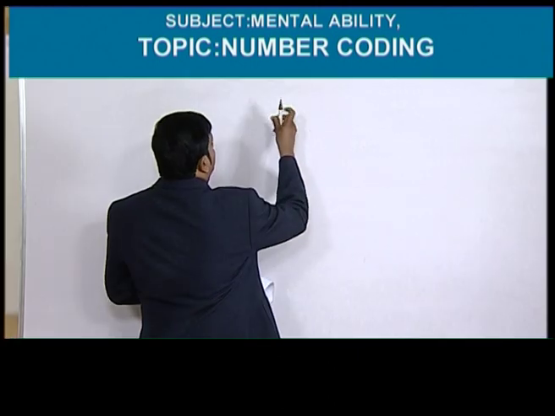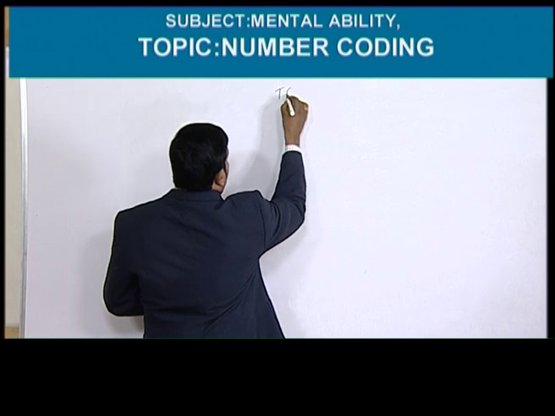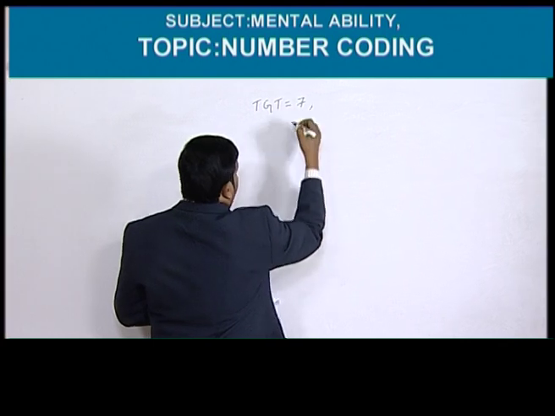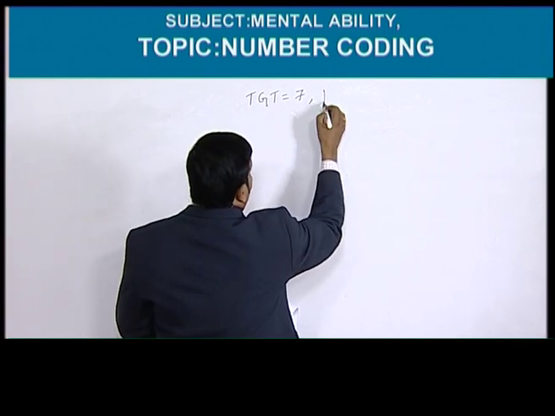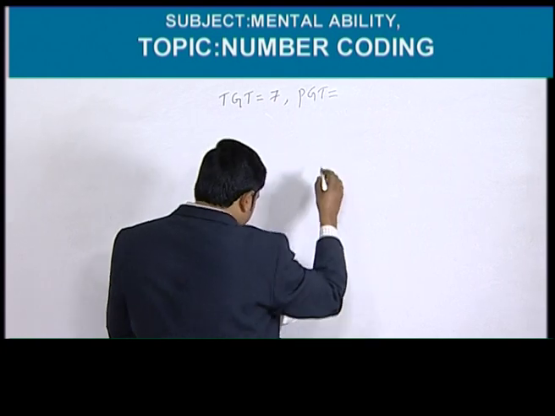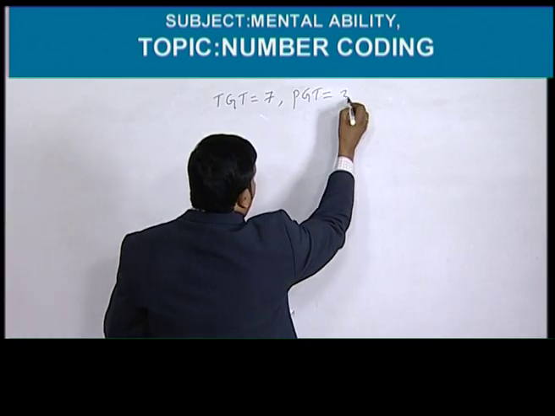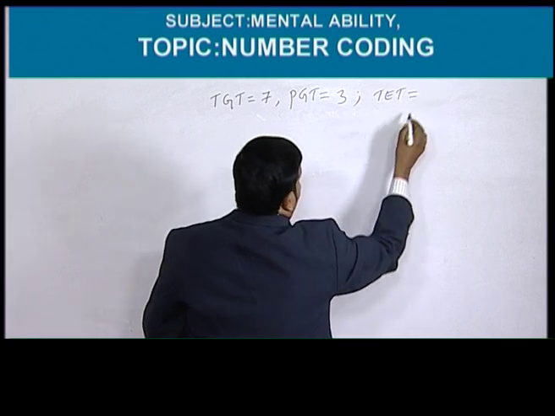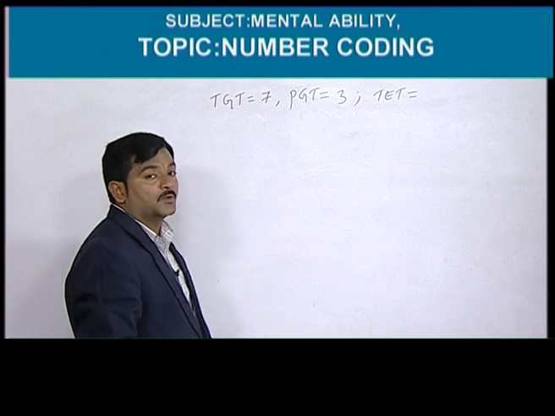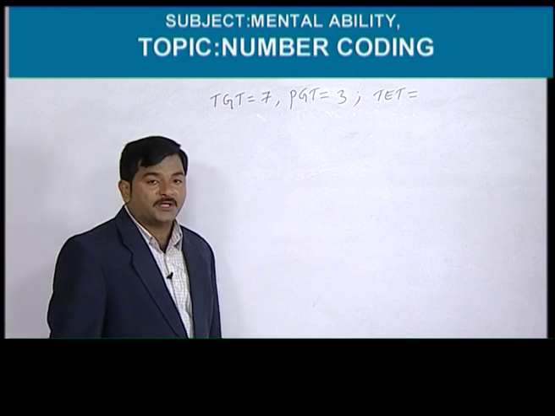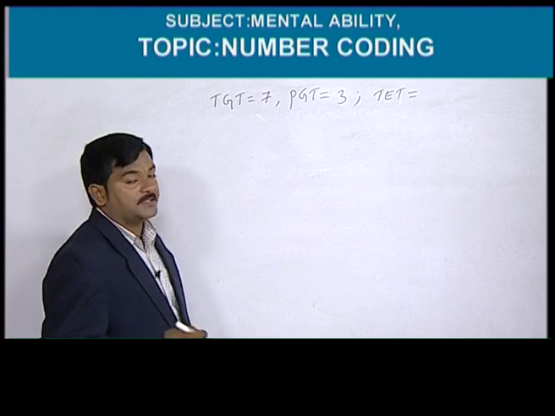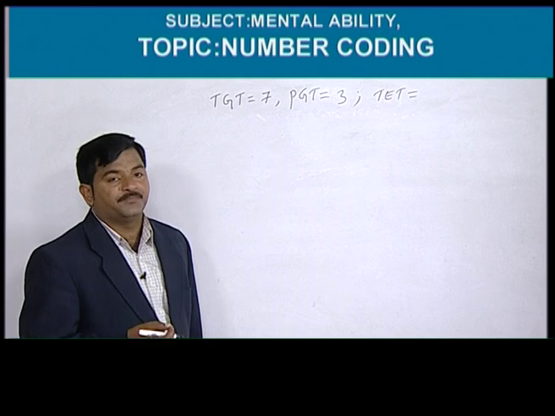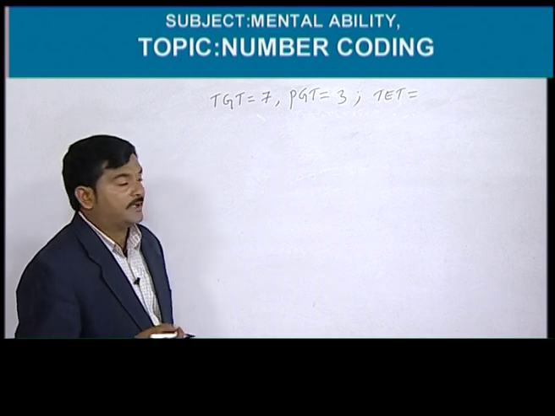Next example: in a certain code language, TGT is written as 7. In the same language, PGT is written as 3. Then what is the code for the given word TET? I repeat the question once again. In a certain code language, TGT is written as 7. In the same language, PGT is written as 3. Then what is the code for the given word TET?